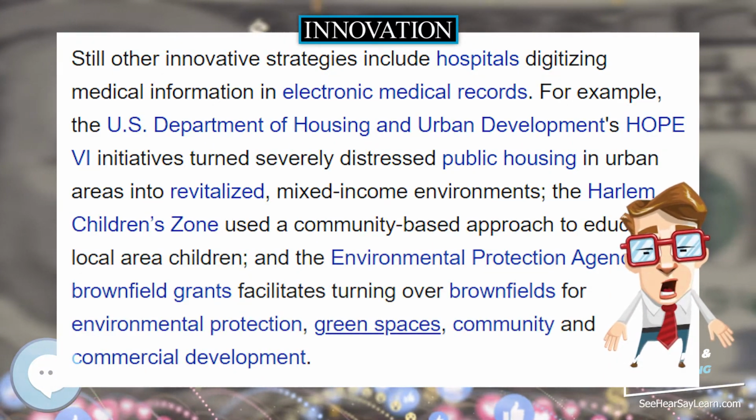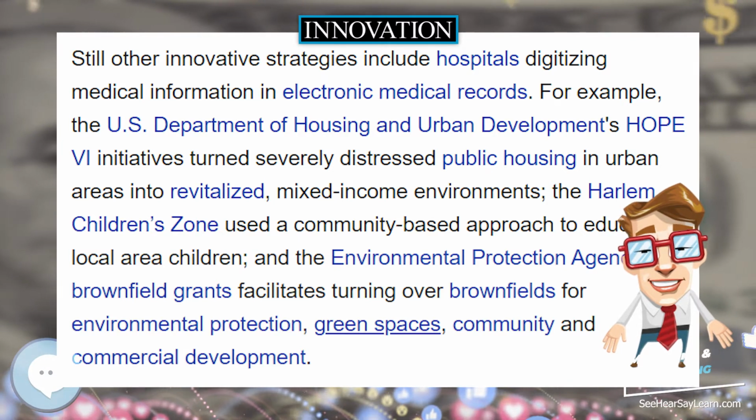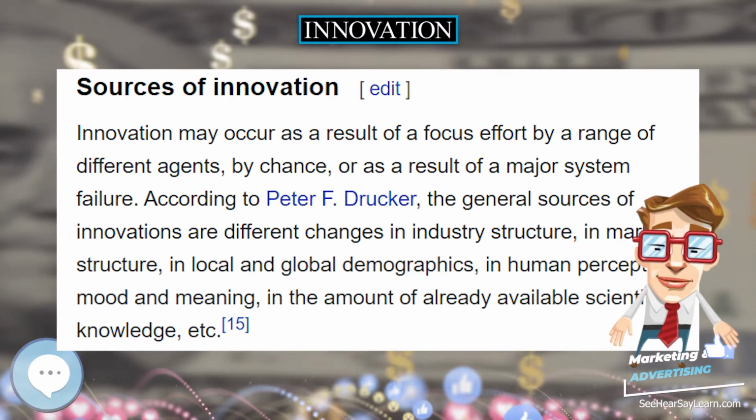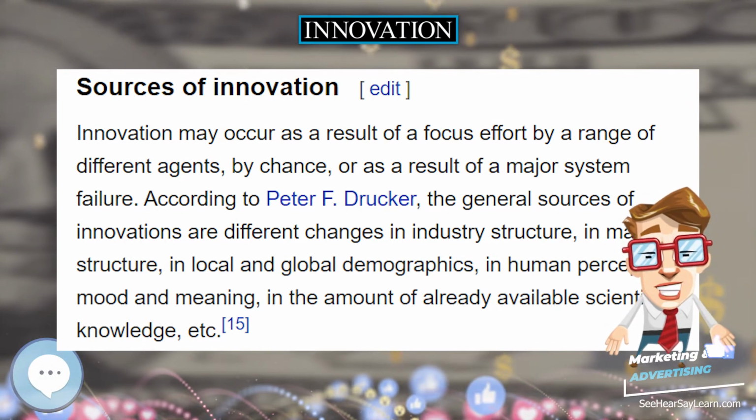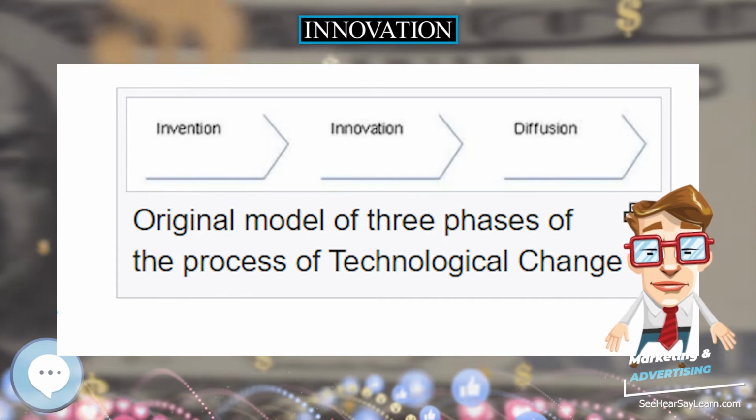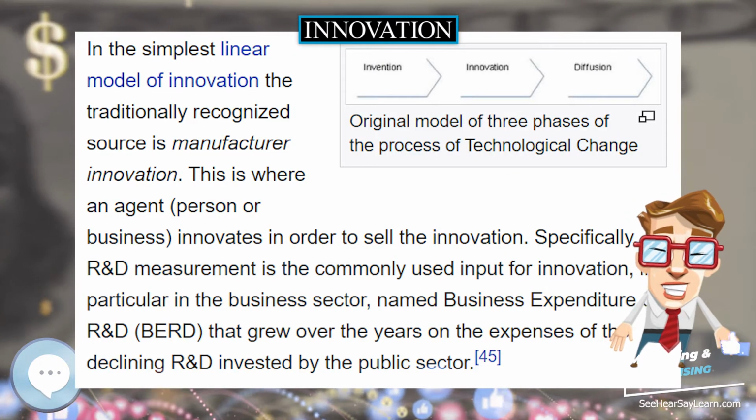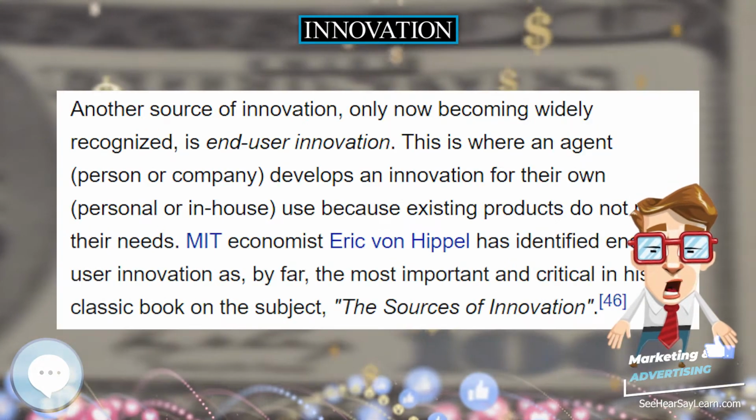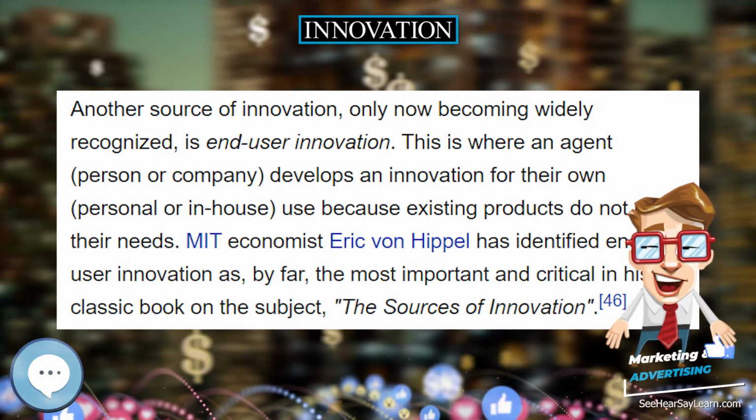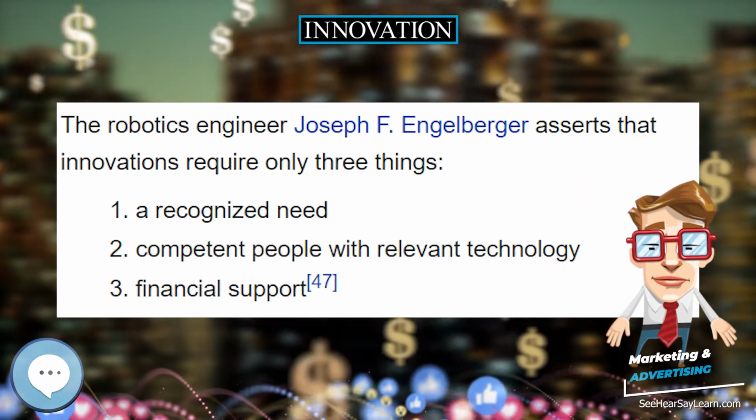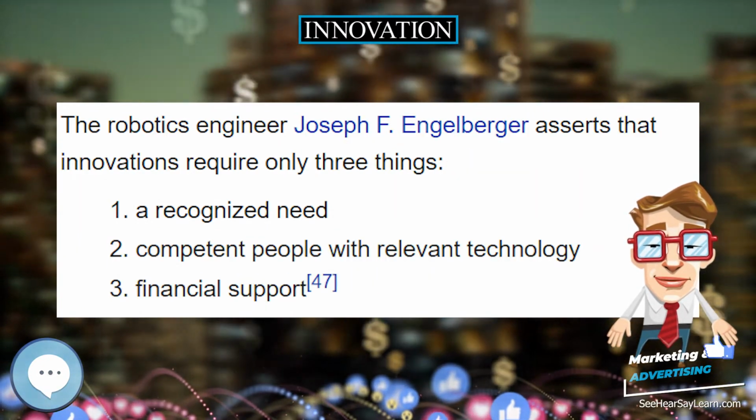Sources. There are several sources of innovation. It can occur as a result of a focused effort by a range of different agents, by chance, or as a result of a major system failure. According to Peter F. Drucker, the general sources of innovations are different changes in industry structure, in market structure, in local and global demographics, in human perception, mood and meaning, in the amount of already available scientific knowledge, etc.